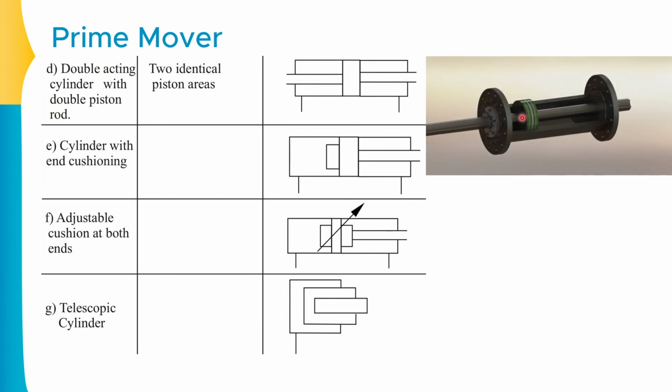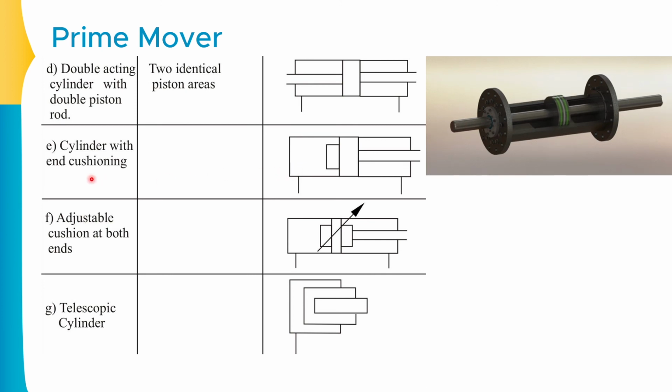So this is the animation. As you can observe, there are two piston rods available with the single piston. So what will happen? Actually there are two works that can be done with the help of one mechanism. Okay, so this is how the double acting cylinder with the double piston rod will work. This is the symbolic representation of this one. The second one is the cylinder with the end cushioning.